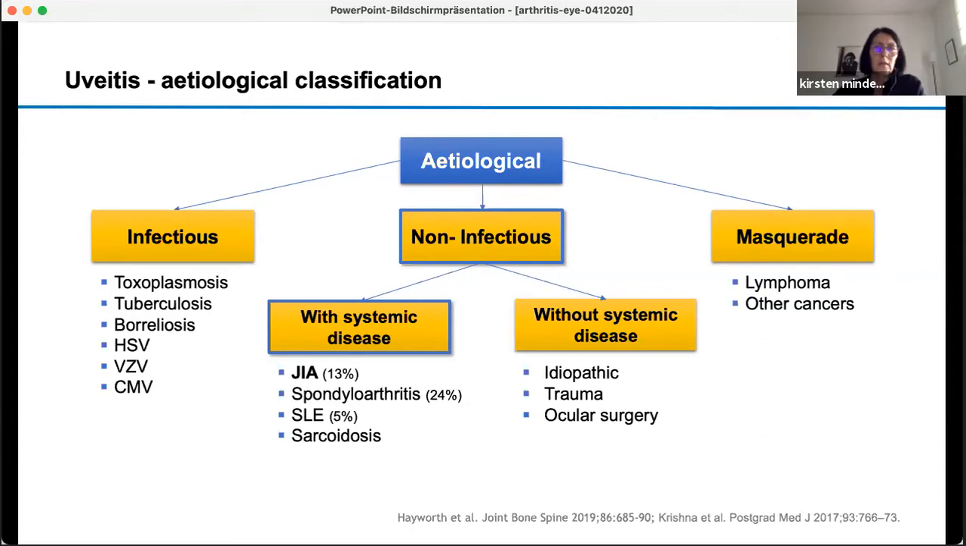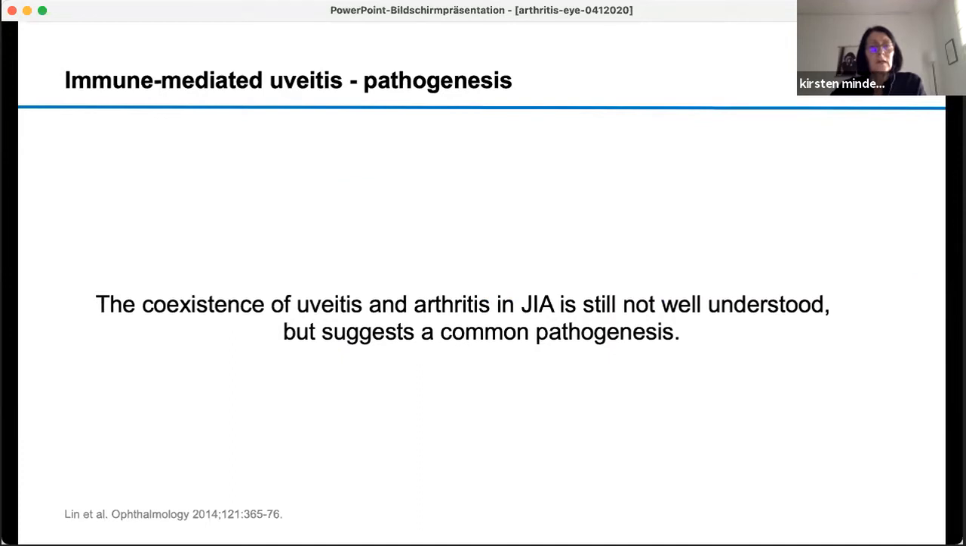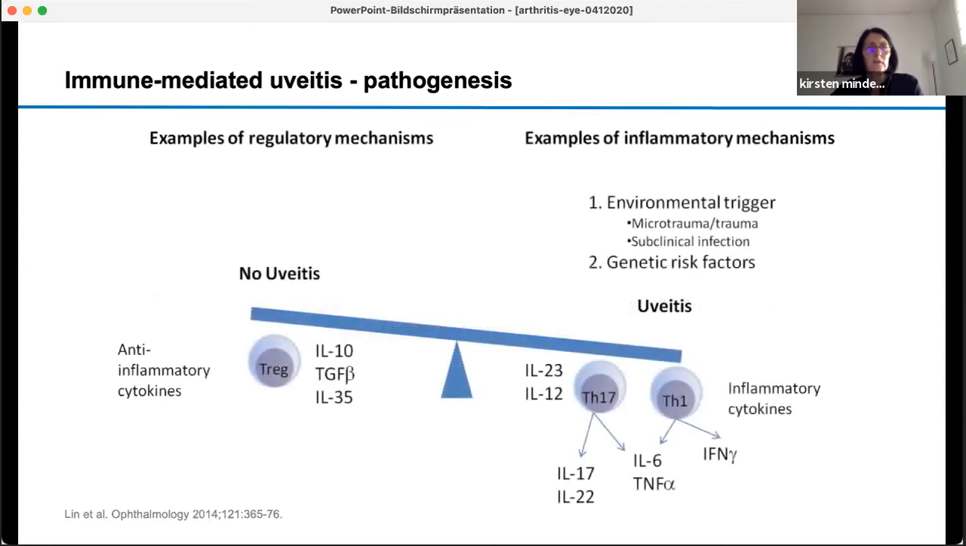But since JIA is the most frequent chronic rheumatic disease and much more common than the other rheumatic diseases, JIA is the most common systemic disease underlying childhood uveitis. The coexistence of uveitis and arthritis has been known for a long time, but it is still not well understood. Nevertheless, the coexistence suggests a common pathogenesis.